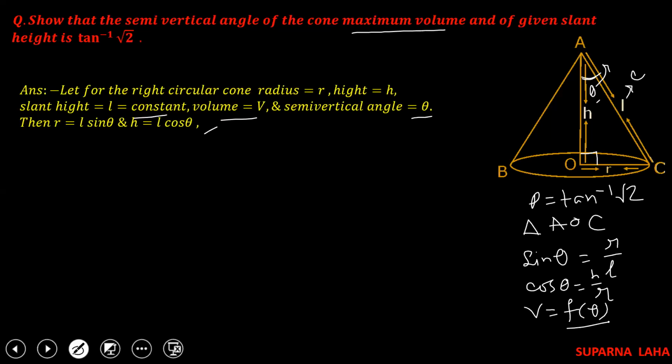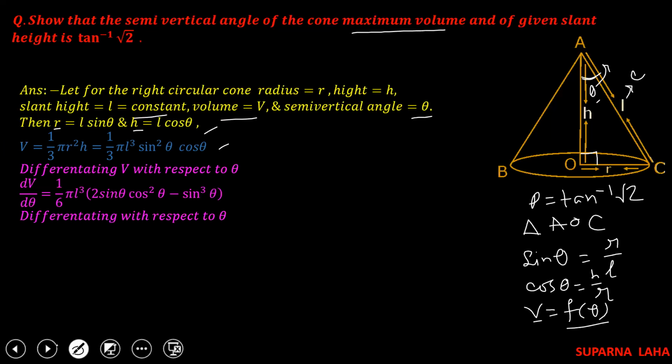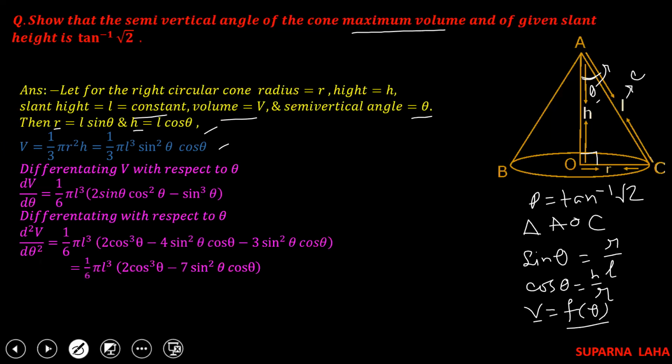Okay, so let's find the function V. So what is the volume? 1/3 pi r square h. So put the value of r and h here. So 1/3 pi l cube sine square theta cos theta. Now two trigonometric functions are given. It is very easy to find the first derivative and the second derivative, and then simplify it. You will find the second derivative is given by 1/6 pi l cube into 2 cos cube theta minus 7 sine square theta cos theta.